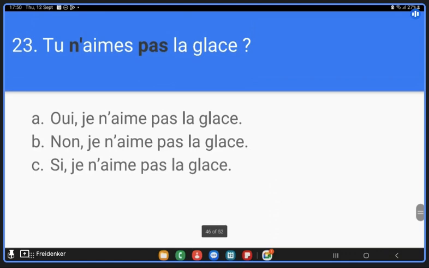Okay, we have negation. So you might have to go through the negation as well. What happens in negation? Tu n'aimes pas la glace. You don't like ice cream. It's a negative question. So option A: Oui, je n'aime pas la glace. You can't say yes and then give a negative answer. That is ruled out.